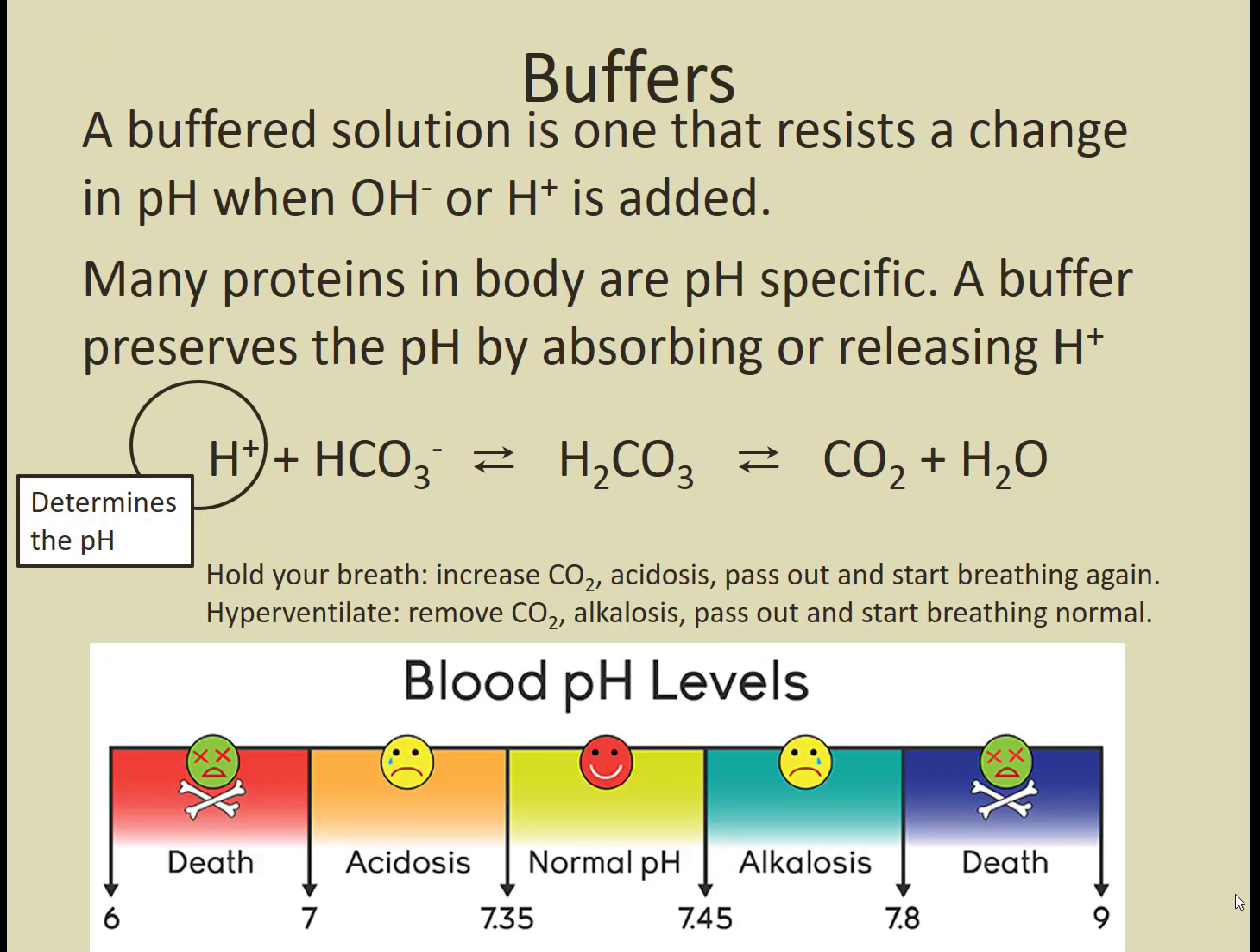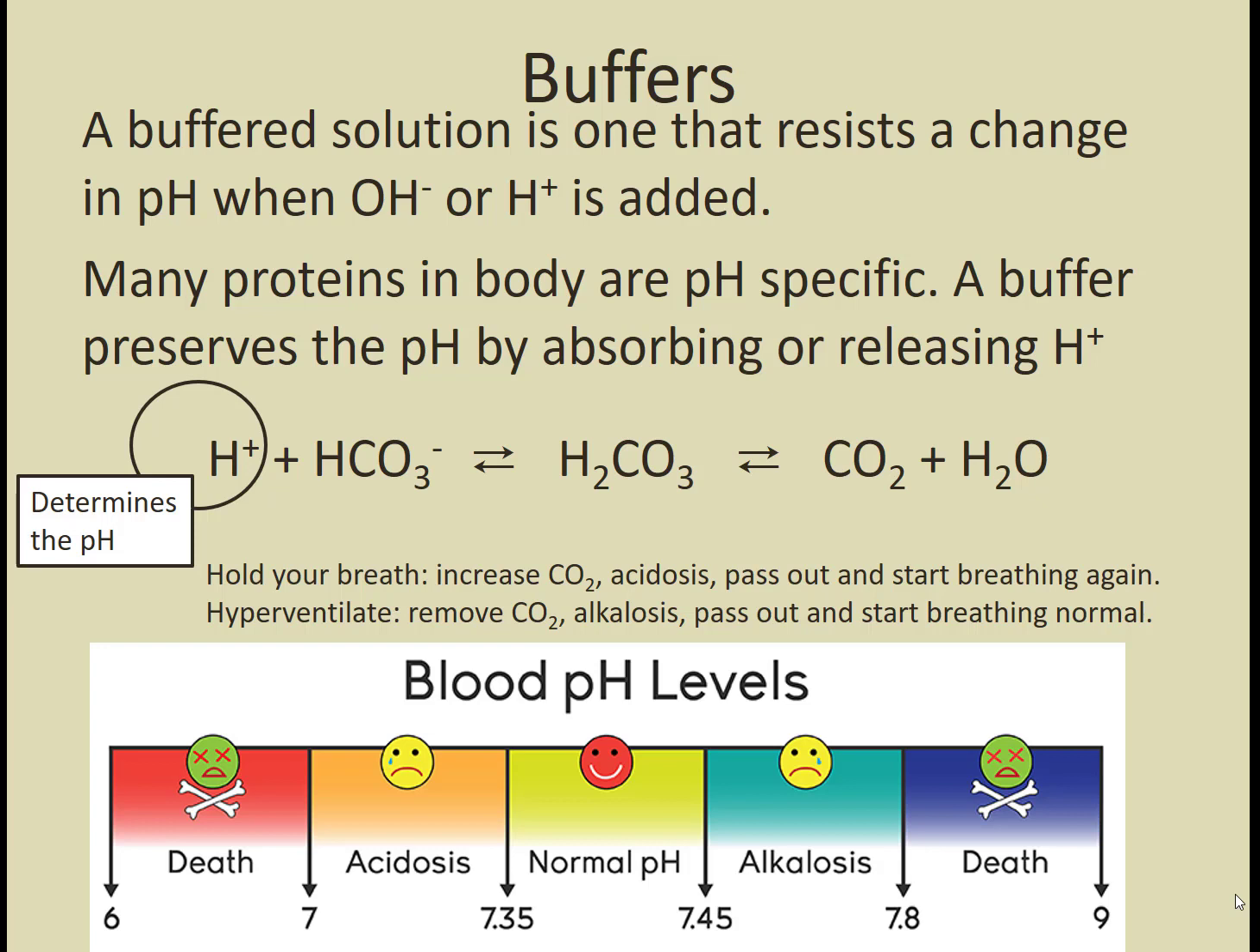Now let's talk about buffers. In buffers, we'll see these common ions and the common ion effect. A buffer solution is one that resists the change in pH when you add a base or when you add an acid. And in the human body, there are many proteins that are pH specific. A buffer preserves the pH by absorbing or releasing hydrogen.